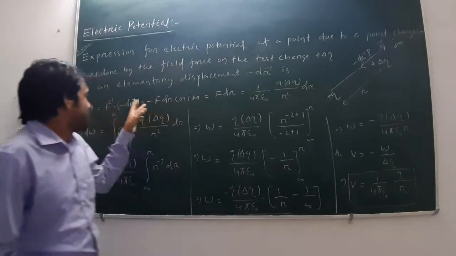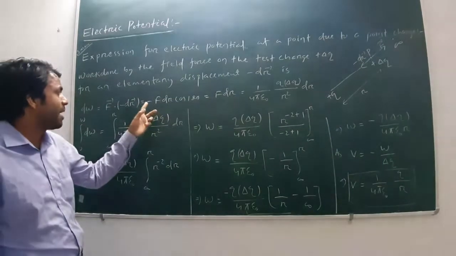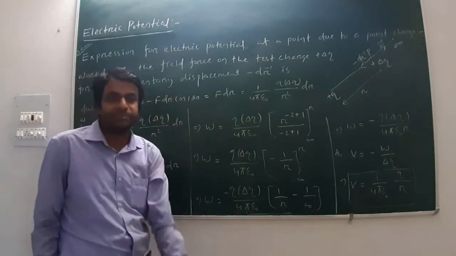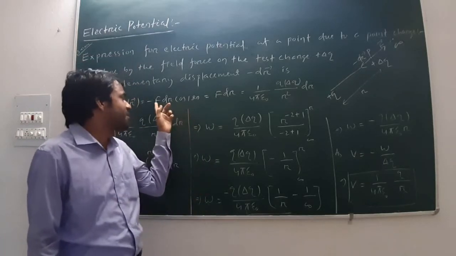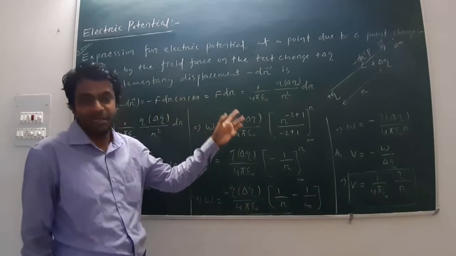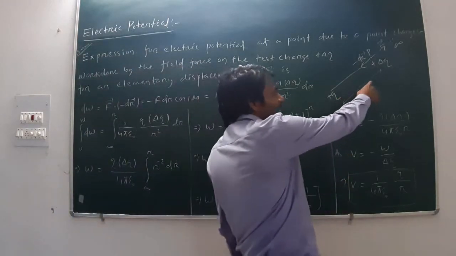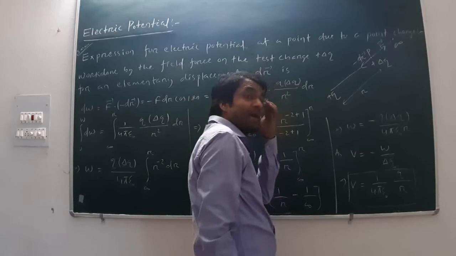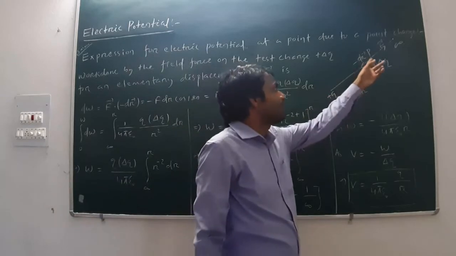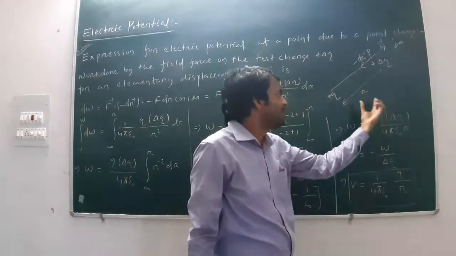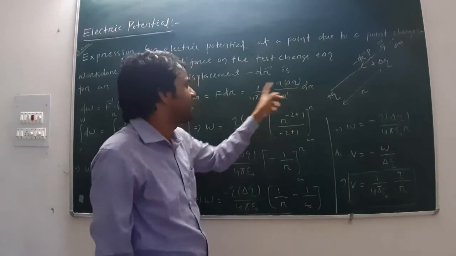Now, according to the formula of dot product, dW equals minus F dr cos 180. What is the value of cos 180? Cos 180 is equal to minus 1. Minus minus becomes plus F dr. What is the value of F? F means electrostatic force, and the separation between them is r. F is equal to, according to Coulomb's law, 1 by 4 pi epsilon naught, q into del q divided by r square. So dW equals 1 by 4 pi epsilon naught, q del q by r square, into dr.